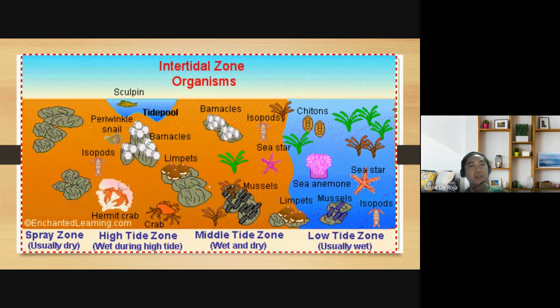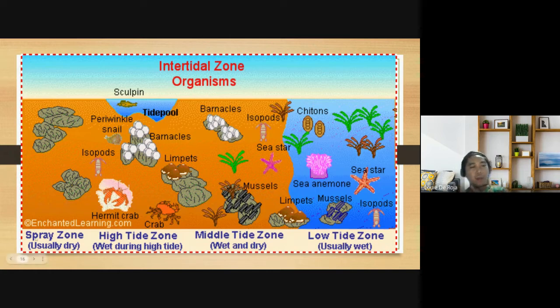So what are the intertidal zone organisms? So merong iba-ibang organism na makikita tayo sa intertidal zone. Okay, pwedeng may mga mussels, limpets, barnacles, periwinkle snail, at iba-ibang sea creatures. So, yung level ng tubig, pababa. Okay? So, sa kada level ng intertidal zone, may iba-iba ding creatures na naninirahan doon.